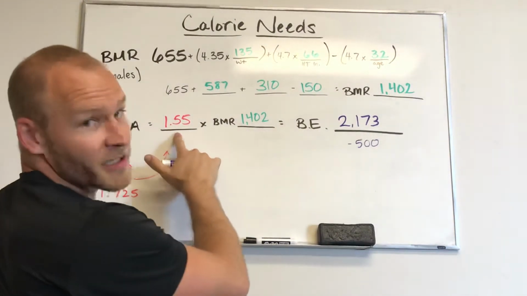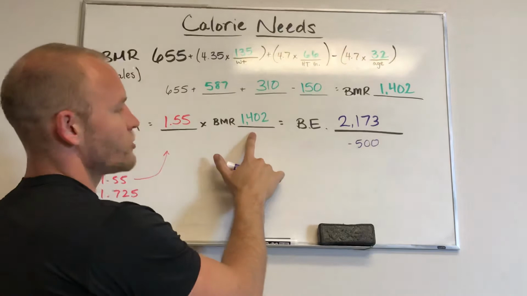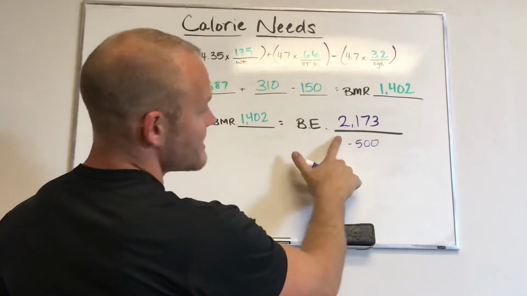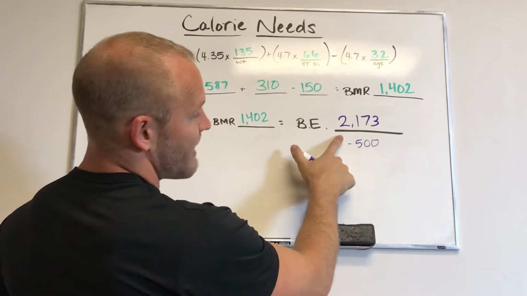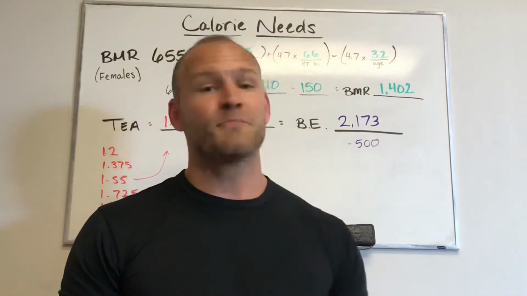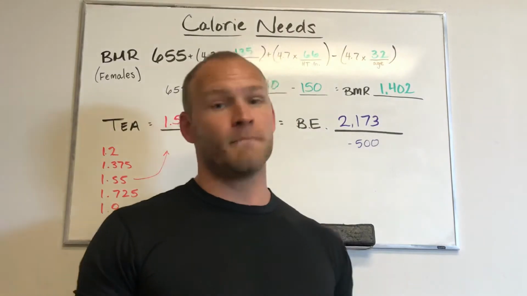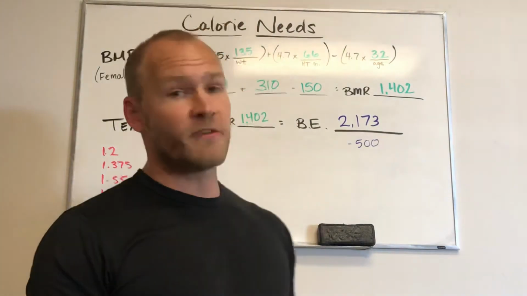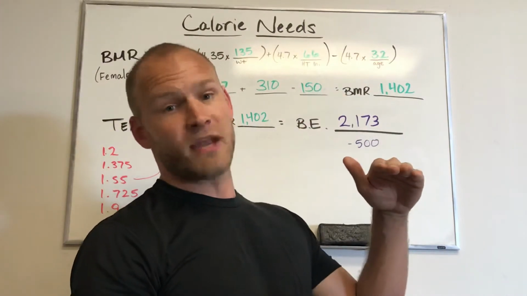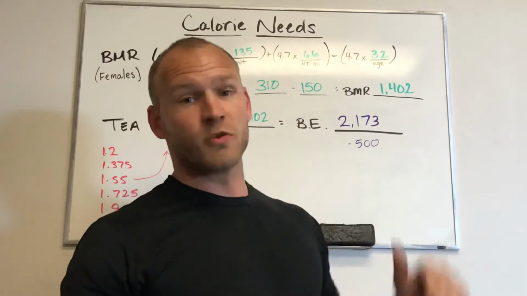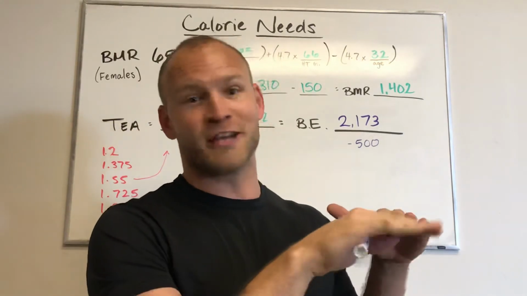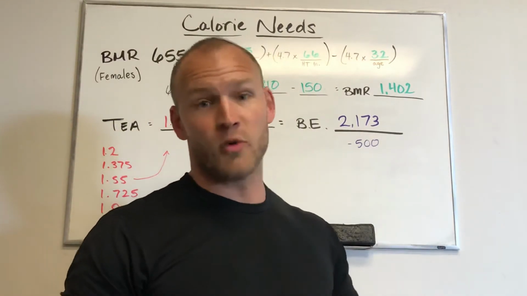That's the moderate level again, times 1402, which is the basal metabolic rate, means this person is going to burn about 2,173 calories per day. That is her break-even number. So what I mean by break-even is if you eat above that, theoretically she's going to gain weight. Eat below that, then she's going to lose weight. If her metabolism is still fully functioning, that is, if she hasn't slowed things down.